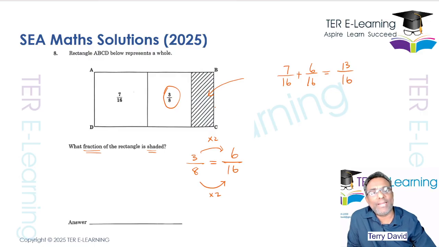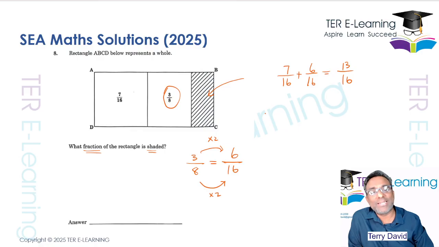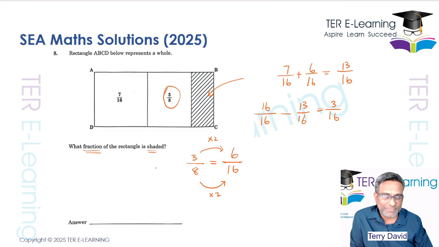So if you want to get the shaded region there, remember when we're dealing with fractions, the whole is represented by 1. In this case, we're dealing in 16s. So it's 16 over 16. That's our whole. Minus the 13 over 16. And you're going to get 3 over 16. Right? So that fraction there, the shaded fraction is 3 over 16.